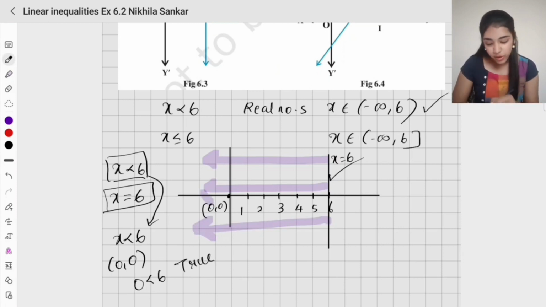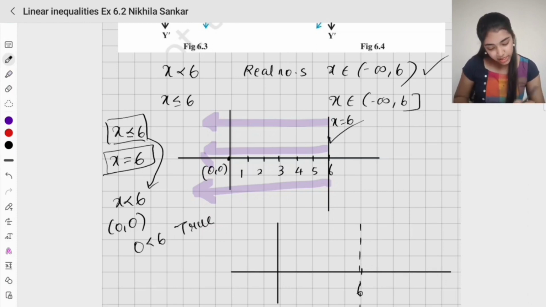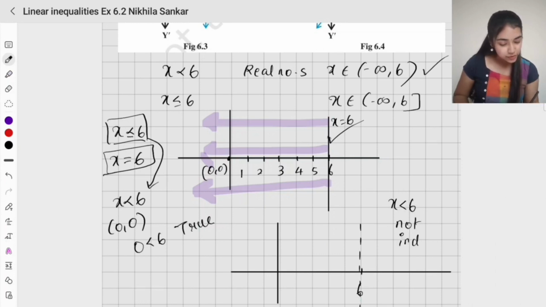So if it is including 6, if x is less than or equal to 6, you are going to draw a straight line. And in the case where 6 is not included, how are we going to draw it? If this is my graph, x axis, y axis, if this is my point 6, I am going to draw a dotted line. A dotted line means x is less than 6 and not including 6. If you are not including something, you have to put a dotted line.